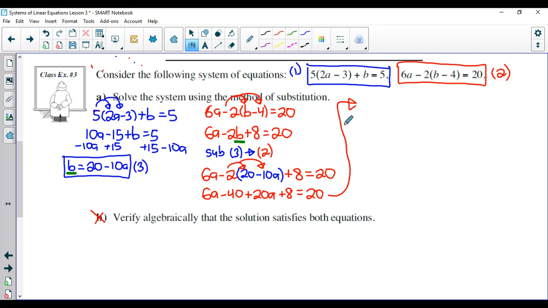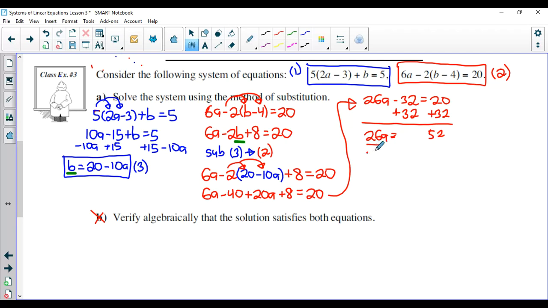Okay, let's simplify this by collecting like terms. So 6a and 20a would be 26a. And then negative 40 plus 8 would be negative 32. And that's equal to 20. And now we just have to get a by itself. So to get a by itself, we're going to add 32 to both sides. So then we'd have 26a equal to 52.